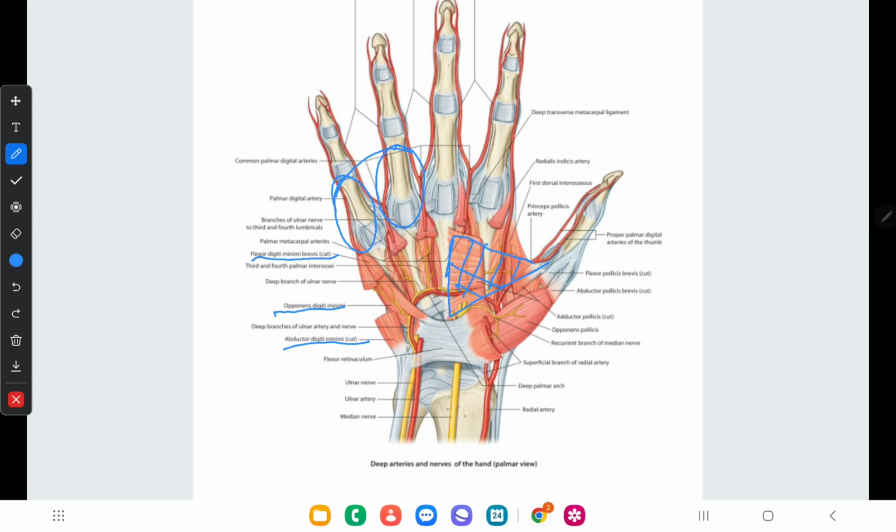What are the muscles supplied by the deep branch of the ulnar nerve? Muscles of the hypothenar eminence: abductor digiti minimi, opponens digiti minimi, flexor digiti minimi brevis. Then the medial two lumbricals and all interossei muscles. That means all four palmar interossei and all four dorsal interossei muscles, as well as the adductor pollicis muscle. It is also supplied by the deep branch of the ulnar nerve.